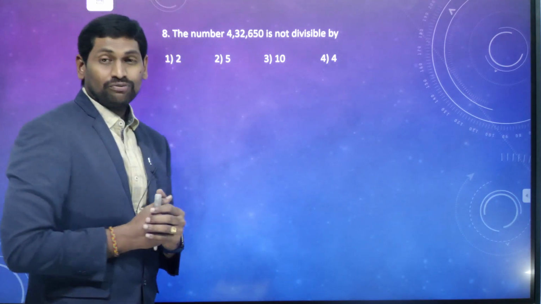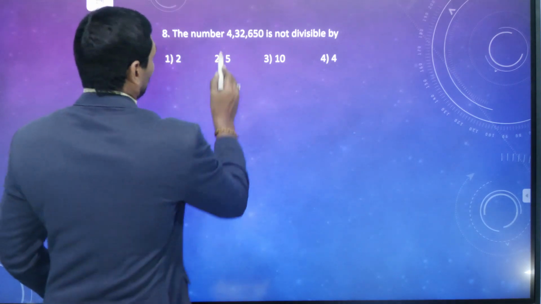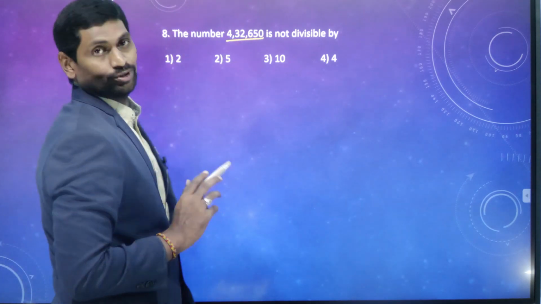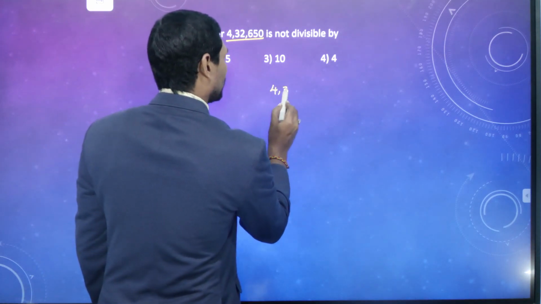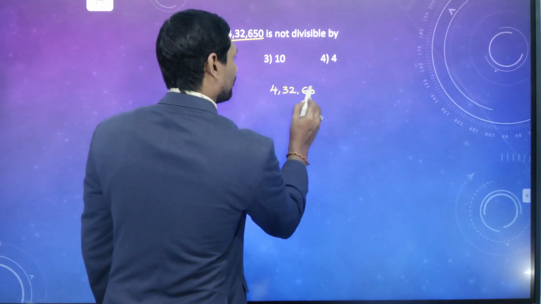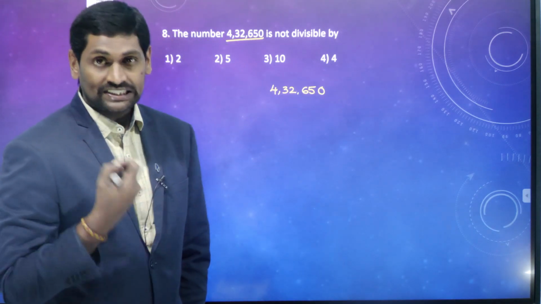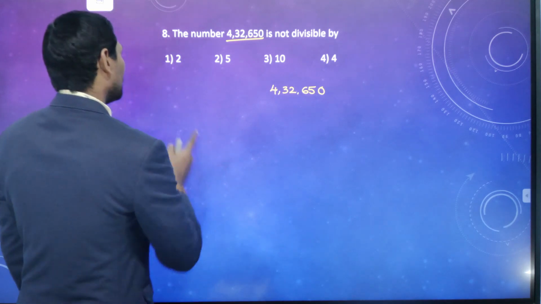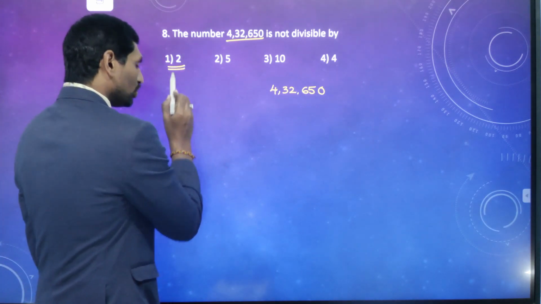Right. The number which is nothing but 4,32,650 is not divisible by... Again, options are given. 4,32,650 is the number which is not divisible by the following options. Let us check the options one by one. The first option is what? 2. What is the rule for 2?